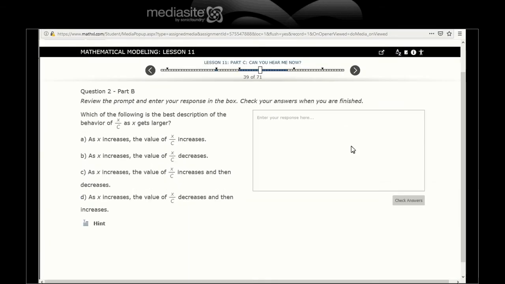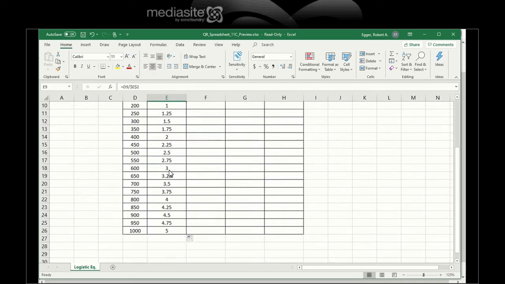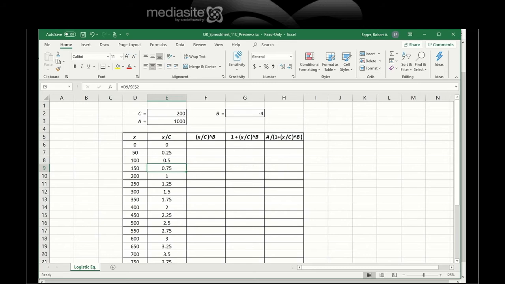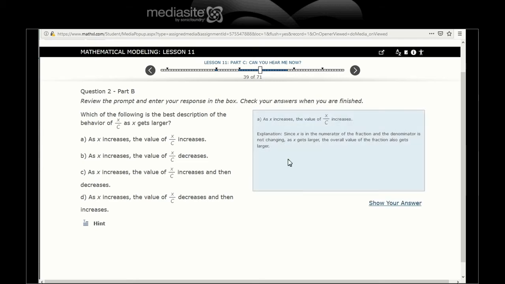Next page. Okay, so the behavior as x increases, what's it doing? As c is constant, as x gets bigger, it looks like x over c is also getting bigger. As x gets larger, x over c also gets larger.